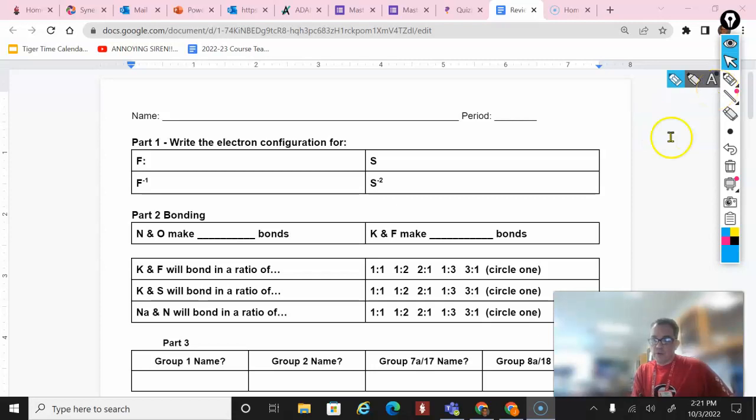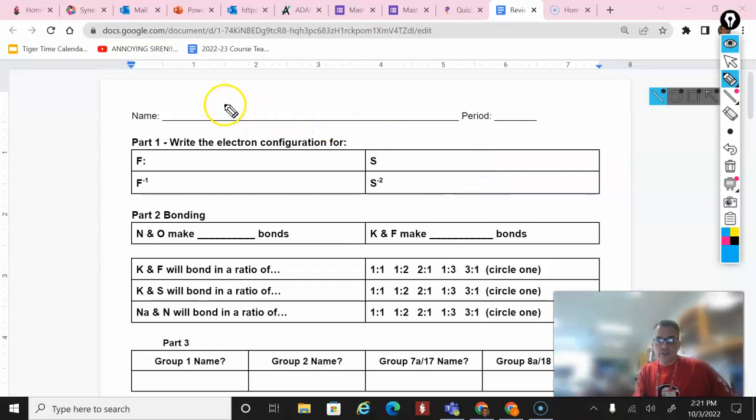Thanks for joining me. I'm going to go through this sheet fairly quickly. You're able to check your answers, hopefully get an explanation if you need one. Remember, the purpose of us doing this is that we have a CFA on Wednesday.